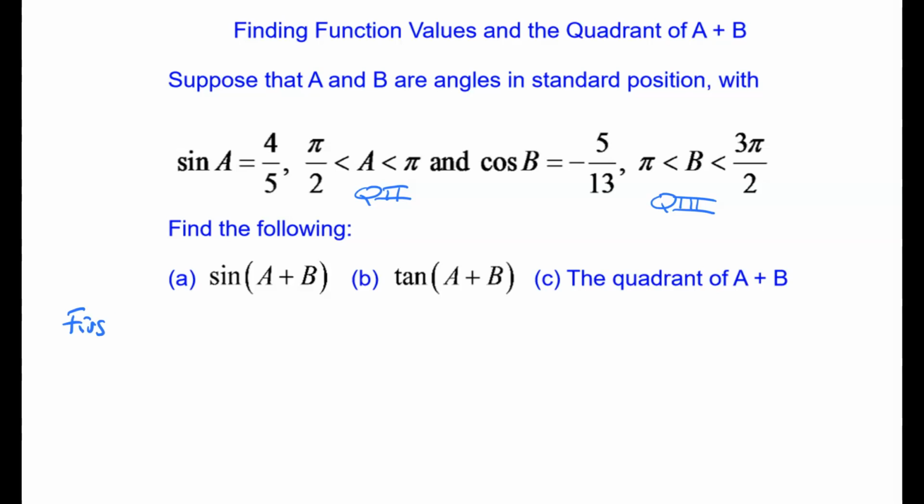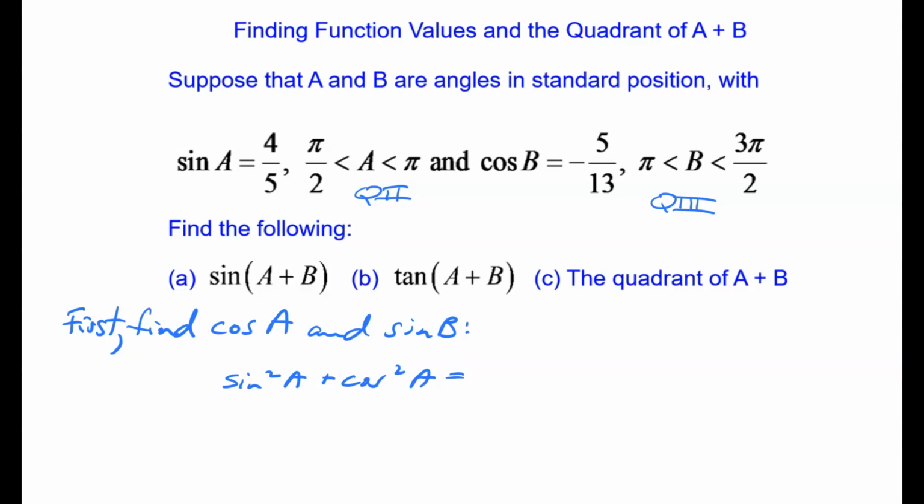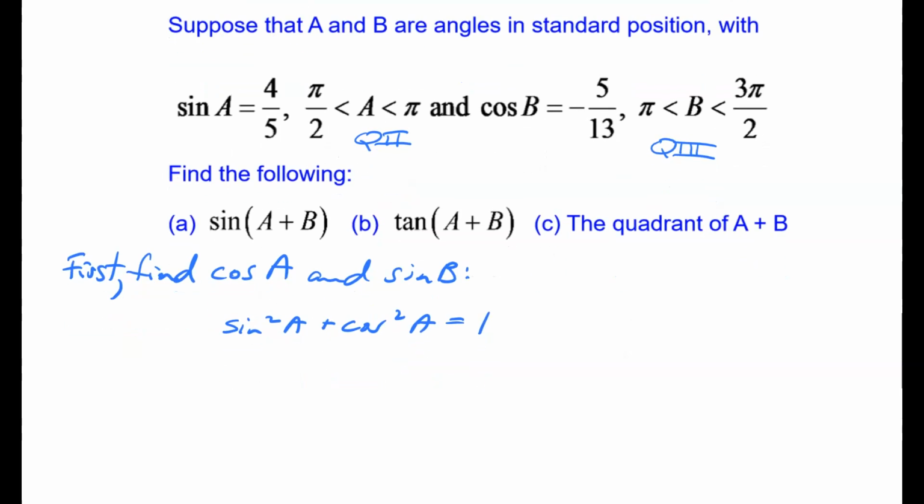First, find cosine of a and sine of b. And to do this, we're going to use the fact that we know that sine squared a plus cosine squared a is 1. And we know sine is 4/5, so we can substitute that in like this. And we get 4/5 squared plus cosine squared a is 1.